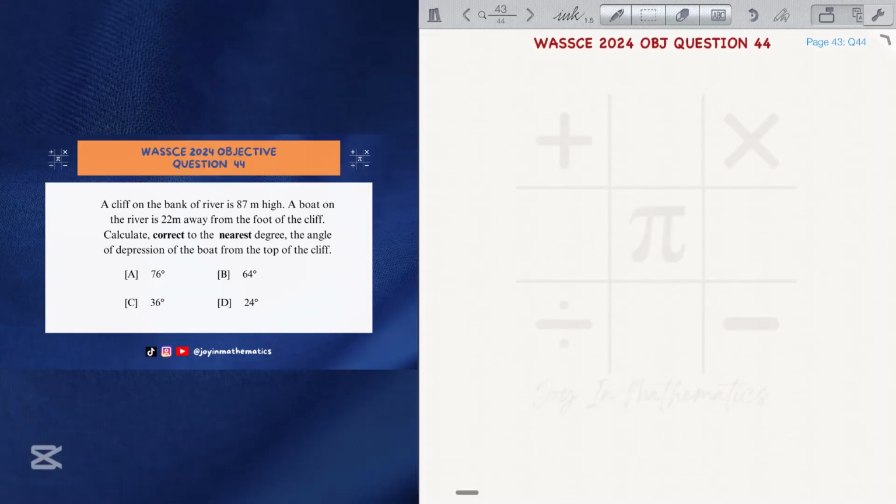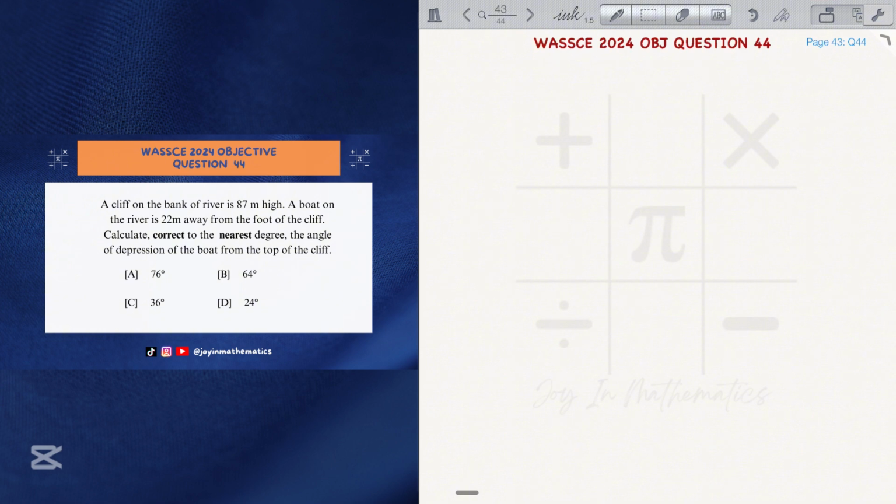WASSCE 2024 objective question 44. The question reads thus: a cliff on the bank of a river is 87 meters high. A boat on the river is 22 meters away from the foot of the cliff. Calculate, correct to the nearest degree, the angle of depression of the boat from the top of the cliff.